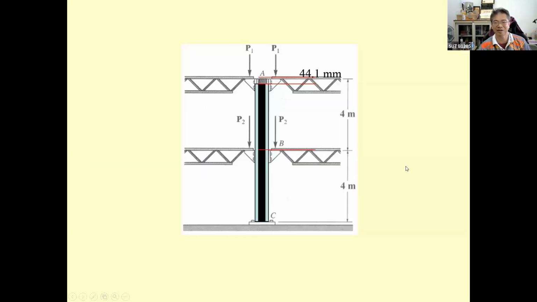Okay, that is going to be the first one. This is for the first step when you load the structure. When you take the load out, the structure is going to be like this. How come they are equal? Because AB just returns to 4 meters. Only the permanent deformation produces the shortening of the column ABC. Okay, that is what we have.